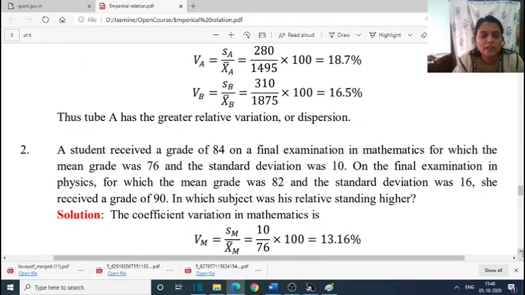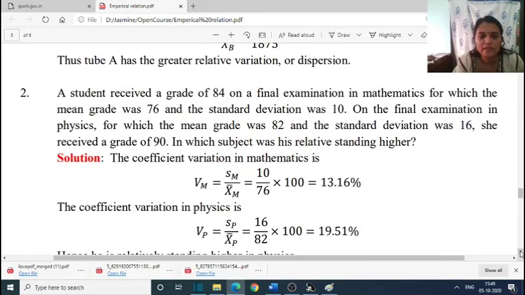Now a student received a grade of 84 on a final examination in mathematics, for which the mean grade was 76 and the standard deviation was 10. On the final examination in physics, for which the mean grade was 82 and the standard deviation was 16, she received a grade of 90. In which subject was her relative standing higher?